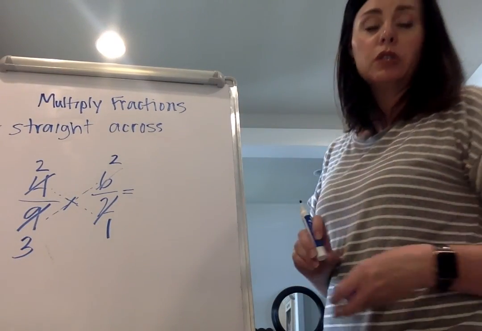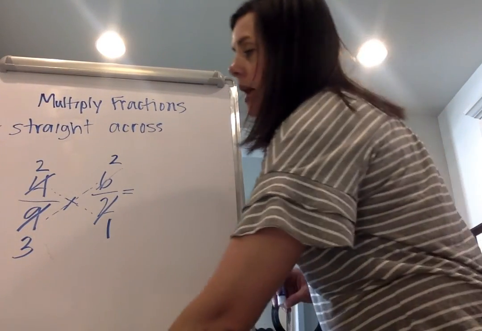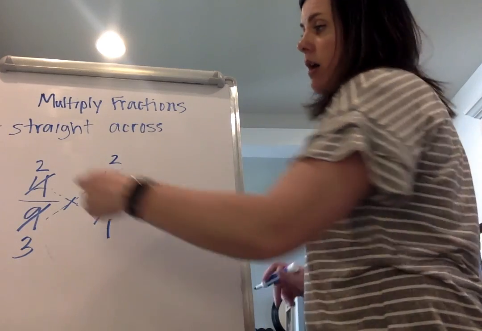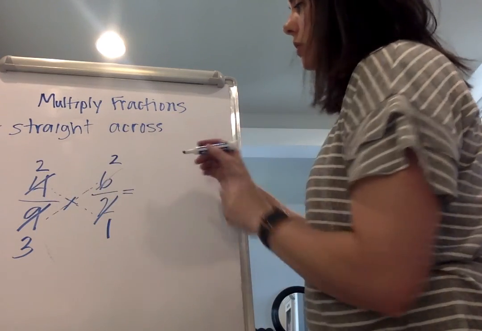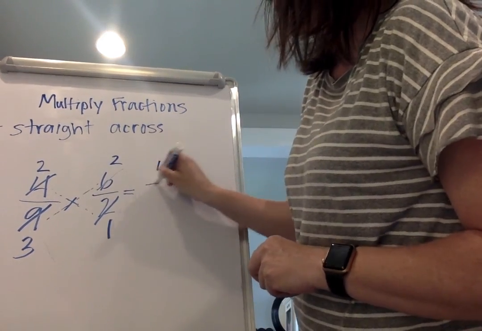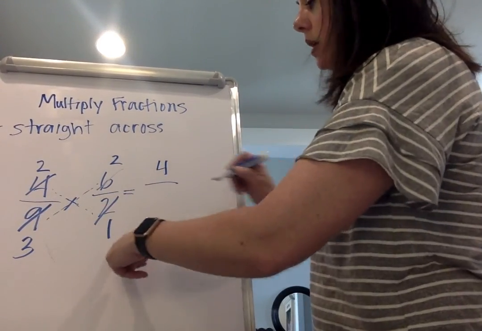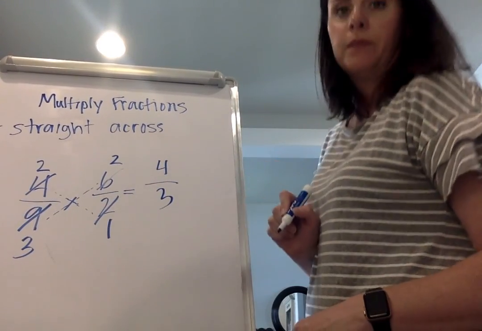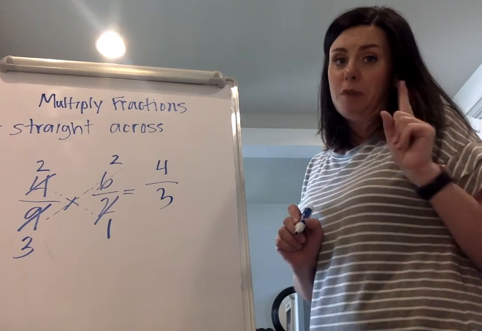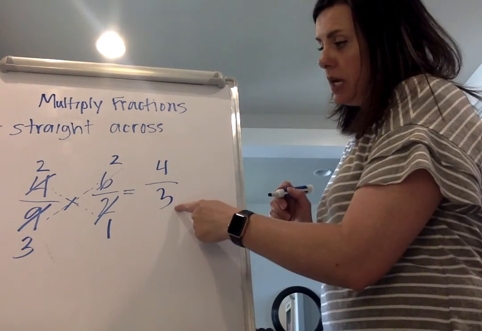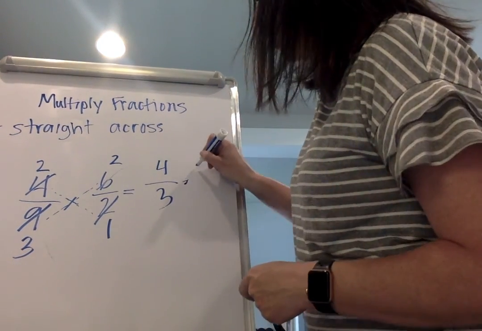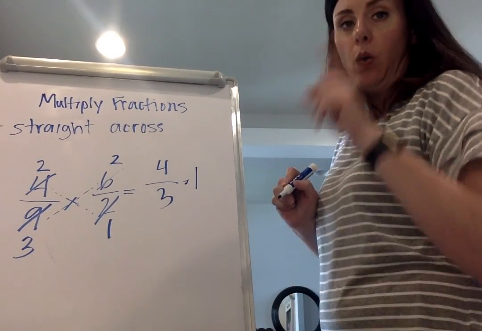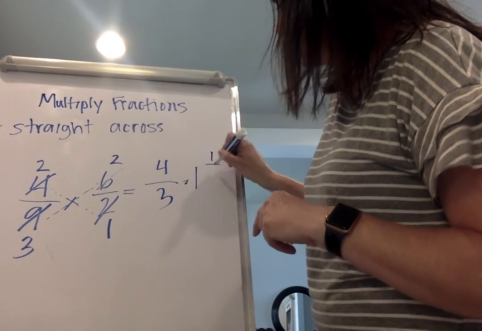So I've already reduced my numbers, and now I'm going to multiply straight across. 2 times 2 is 4. 3 times 1 is 3. Oh, I've got an improper fraction, so I'm not quite done. 3 goes into 4 one whole time, with 1 left over. Keep my same denominator.